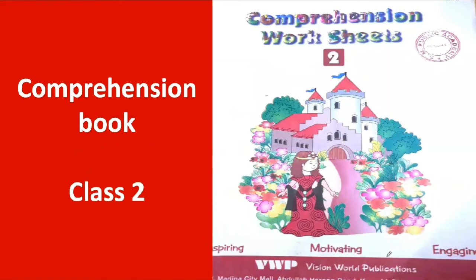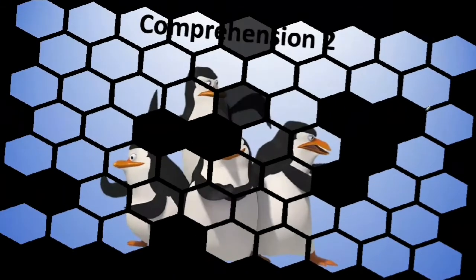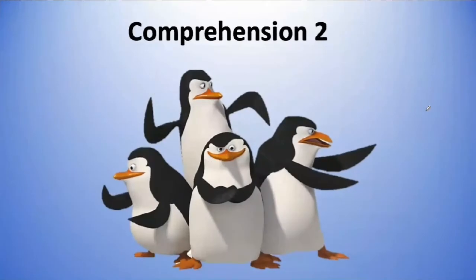Now, here is the comprehension book. Okay, this is the book of class 2. It looks like this. What you have to do, students, write your name and class over here. Okay, and then let's just begin with our comprehension. Today we'll do comprehension 2.